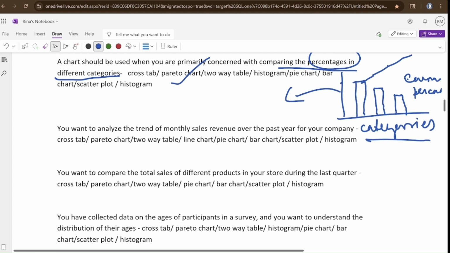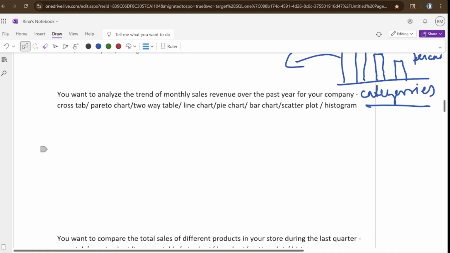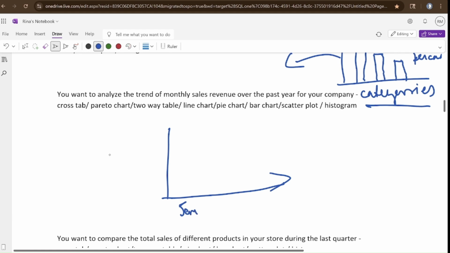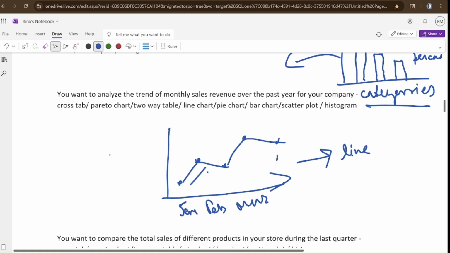Fine, now let's do the second one. You want to analyze the trend of monthly sales revenue over the past year for your company. So you have to give monthly sales like January, February, March, April, May in this way. So which one is better? If you just connect them by line, then you will be able to understand that it has increased in February but decreased in March, increased in April but decreased in May. So the best suitable is line chart.